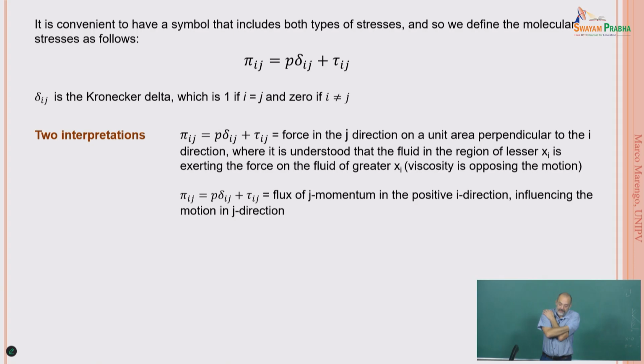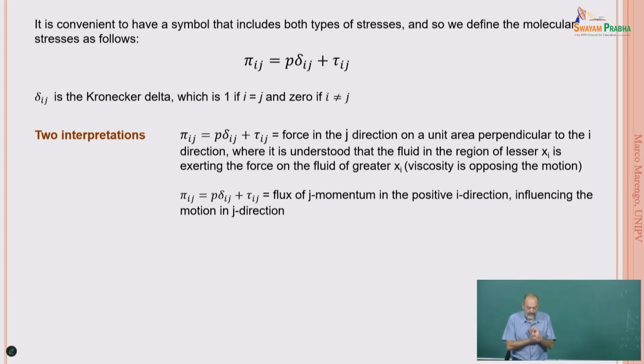And this can have two interpretations. One, pi ij is the force in the j direction on a unit area perpendicular to the i direction, where it's understood that the fluid in the region of lesser xi, so smaller xi, is exerting the force on the fluid at greater xi, because the viscosity, pay attention, is opposing the motion. In fact, there was a minus. I forgot to say, because it's opposing, the force is going against the motion. So when you have a very viscous fluid, it is opposing the motion.